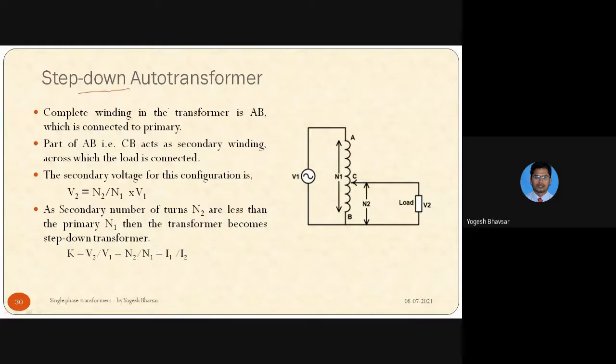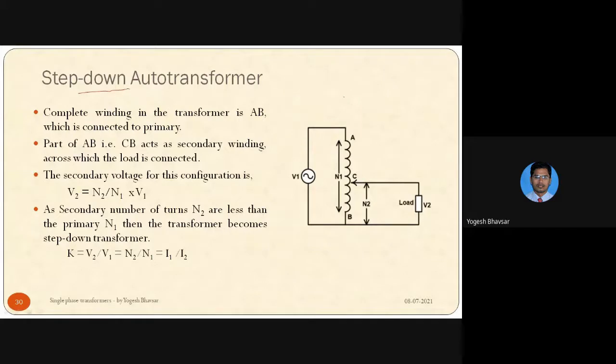Now, by looking at the conventional transformer, we know that the primary winding is more than the secondary winding. Then obviously we get the primary voltage greater than the secondary voltage. This type of transformer is known as a step down transformer. The same principle applies to the auto transformer also. Now look at how.